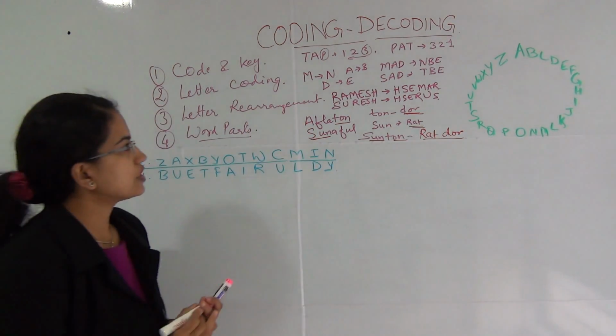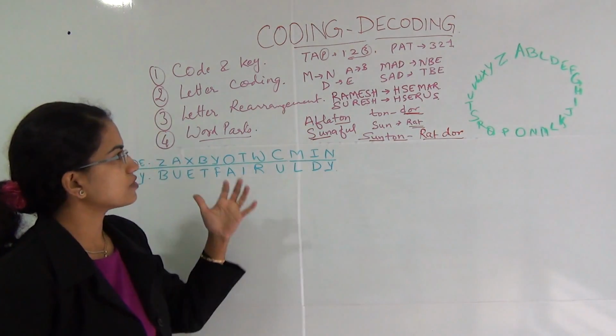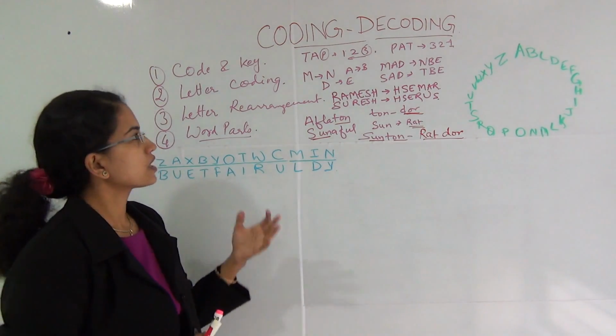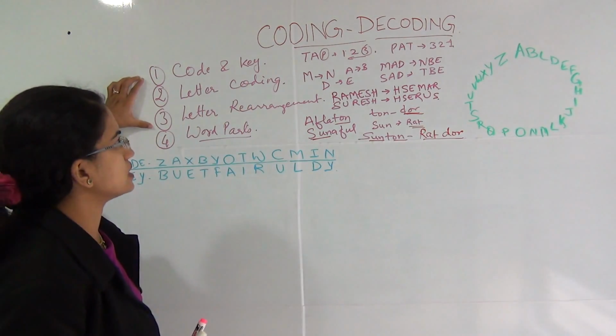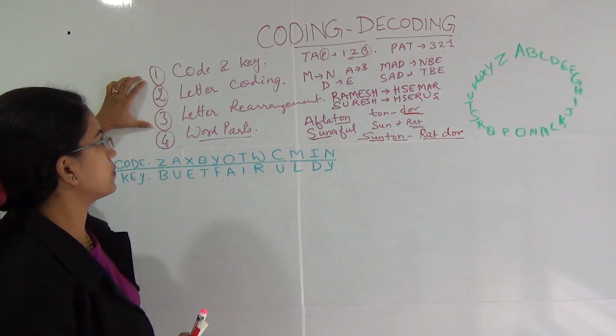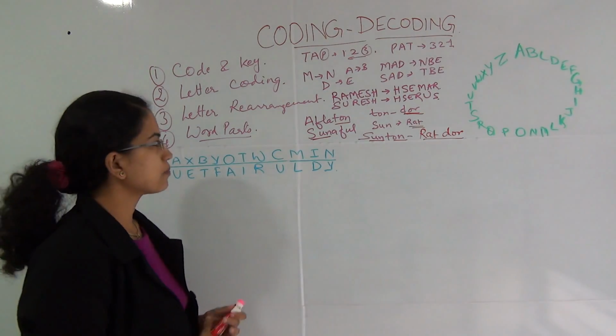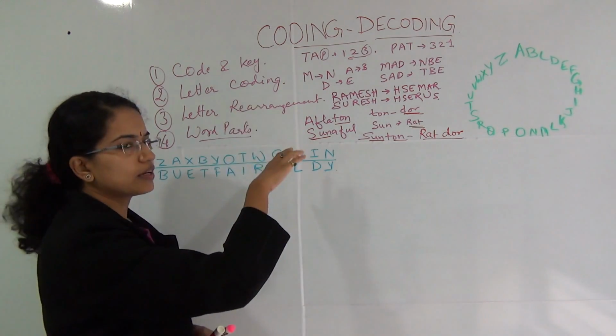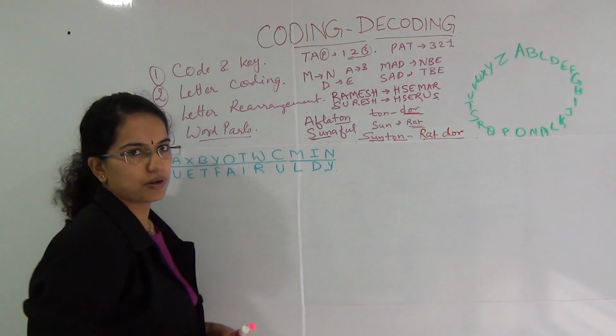In today's class, we would be practicing a lot of examples, but we would be focusing on the first three sections, that is code and key, letter coding and letter rearrangement. In the next class on coding decoding, we will be talking more about word problems.